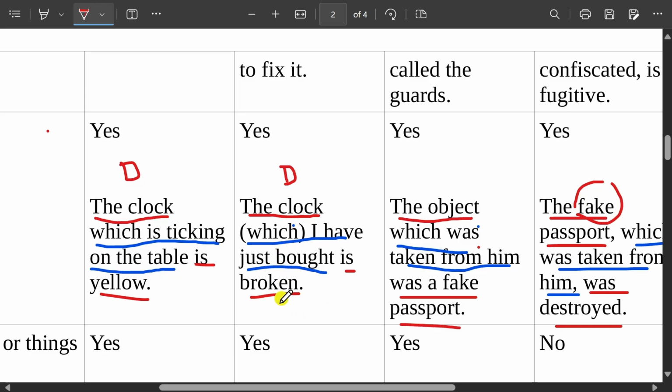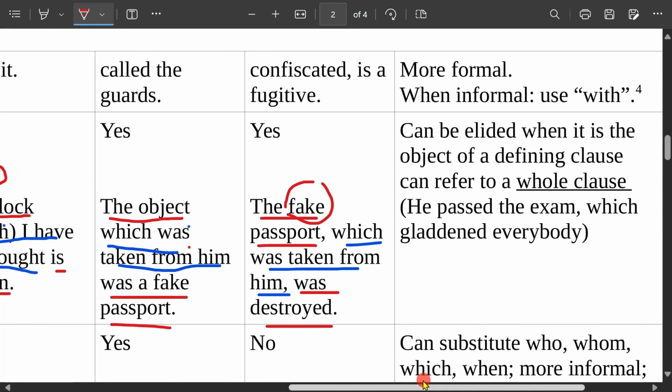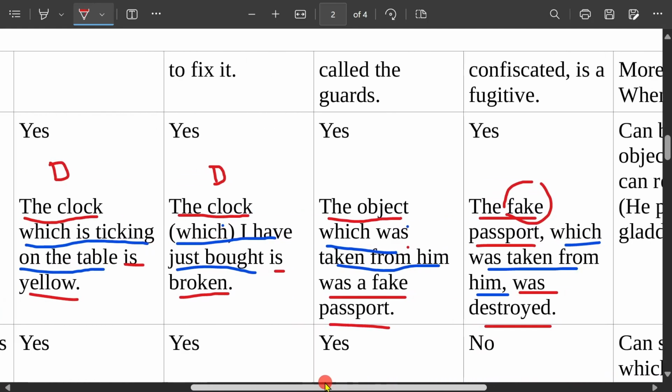So both of these can be elided. So get used to this. Get used to this elision; it is very common. The clock I have just bought. The thing I have just said. The thing the teacher said, for example.